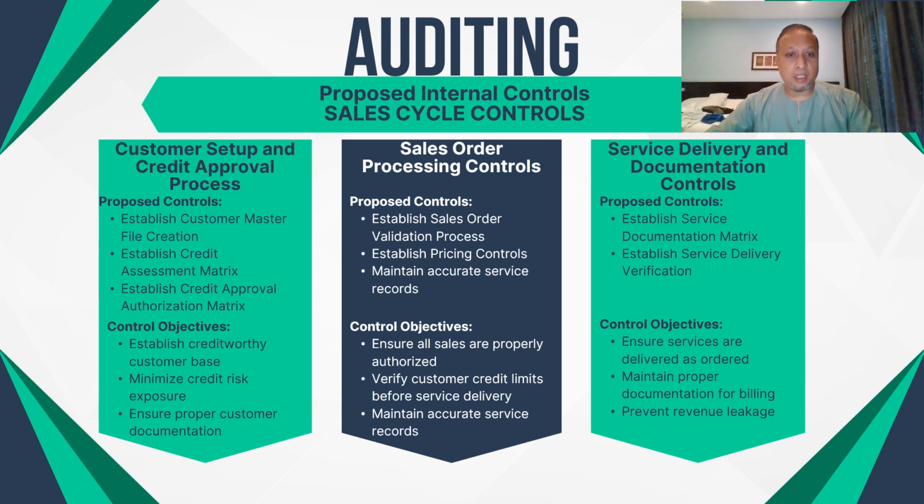proper customer documentation. For the sales order processing controls, the proposed controls are: 1. Establish sales order validation process. Number 2, establish pricing controls. Number 3, maintain accurate service records. The objectives are: ensure all sales are processed properly and are authorized. Number 2, verify customer credit limits before service delivery. And number 3, maintain accurate service records.